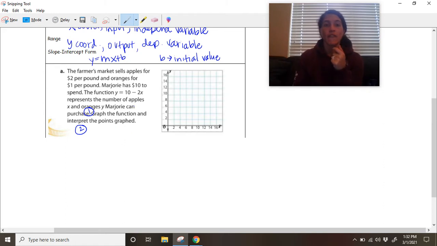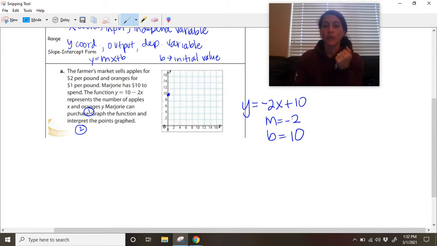So the first part is to graph. So y equals negative 2x plus 10. My slope is negative 2. My y-intercept is 10. Now, the y-intercept is the initial value. So before she buys anything, she has $10 to spend. That's why it's the initial value, because she has $10.